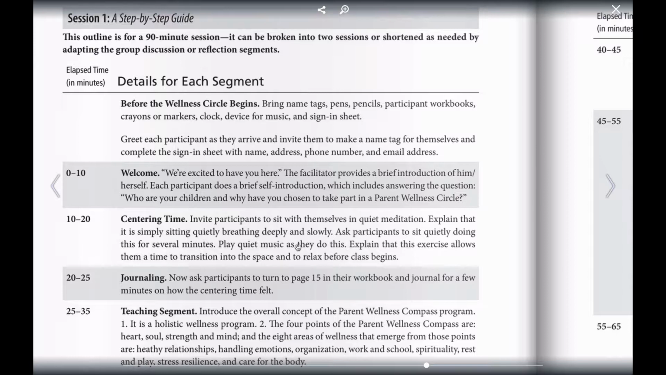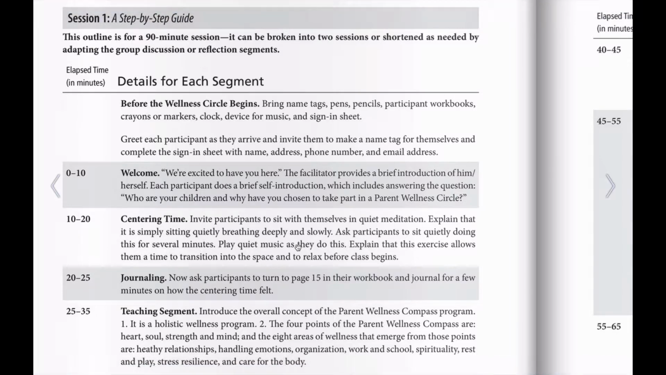I would also add here, not only do you want to prepare the physical space where you're going to be meeting, which can be almost anywhere. A Parent Wellness Circle is a very portable thing and can meet almost anywhere. Not only do you set up the physical space to be inviting, but you also want to set up and prepare your own emotional space so that you are able to be fully present and welcoming.